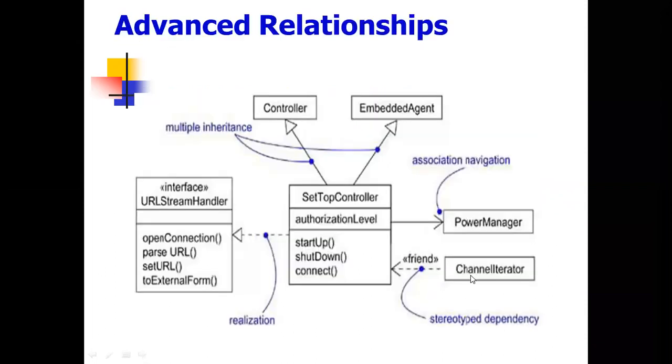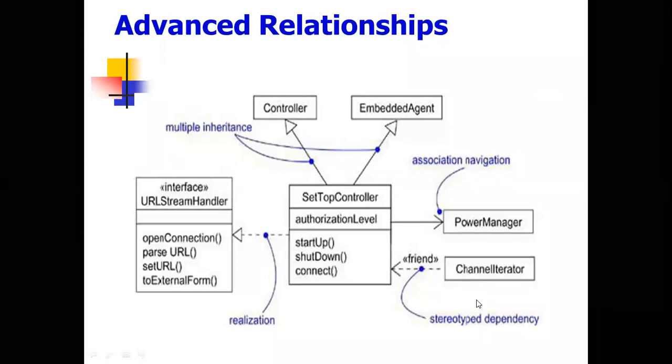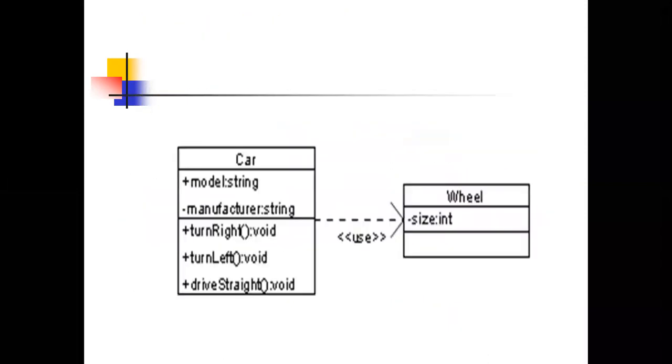Okay, so this channel iterator is dependent on the set top controller class, so that's why this arrow points towards the set top controller class. This is the dependency between these two classes. This channel iterator is dependent on the set top controller class. This is all about the dependency relationship.